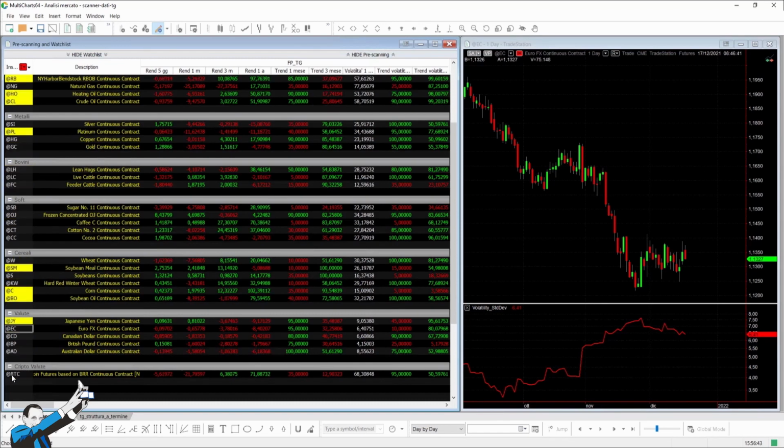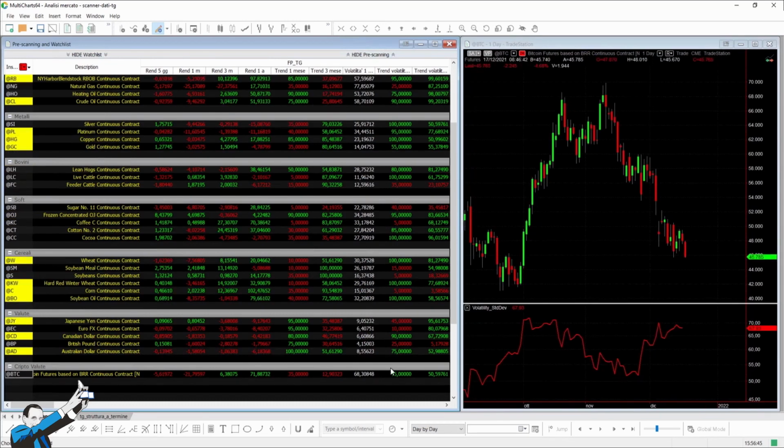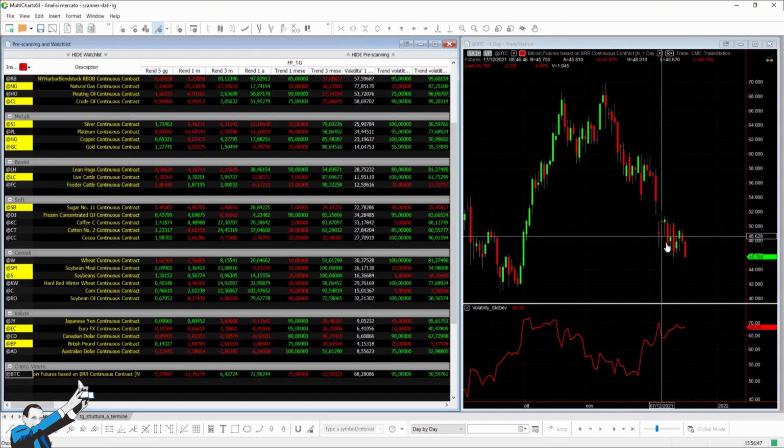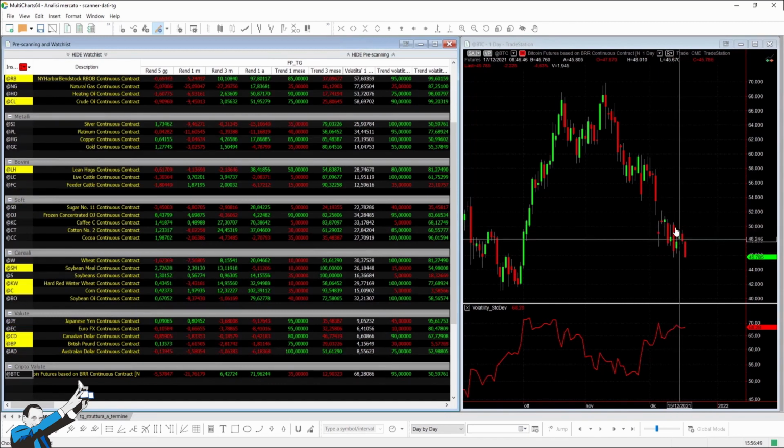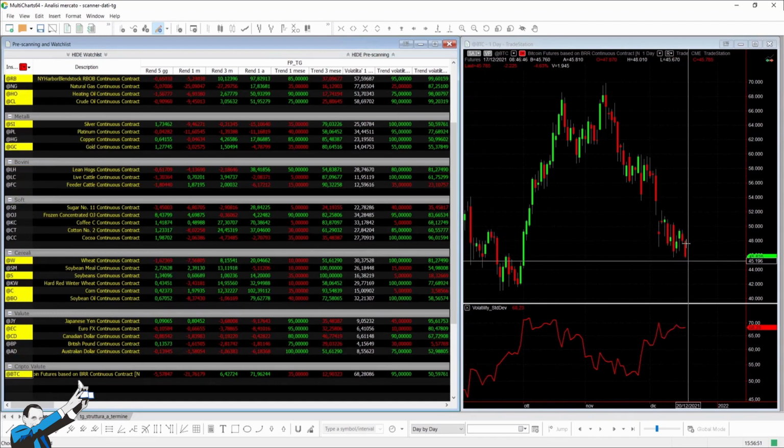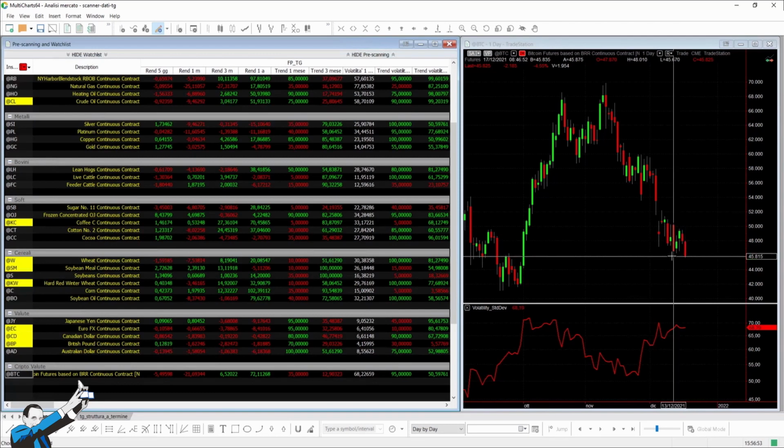Finally, Bitcoin went down again this week. At the moment, we're in a compression area again, and it almost looks like this area is going to be broken through very soon. So let's wait and see what will happen.